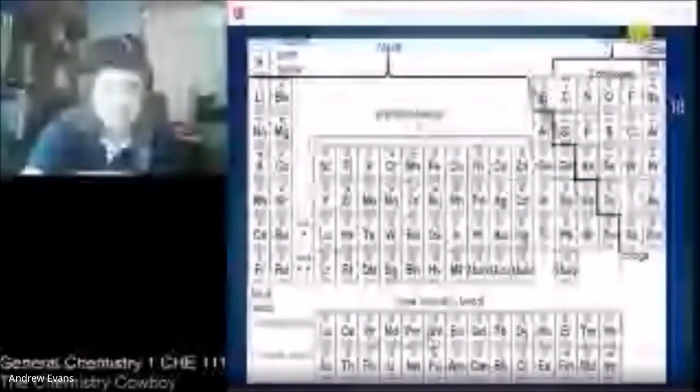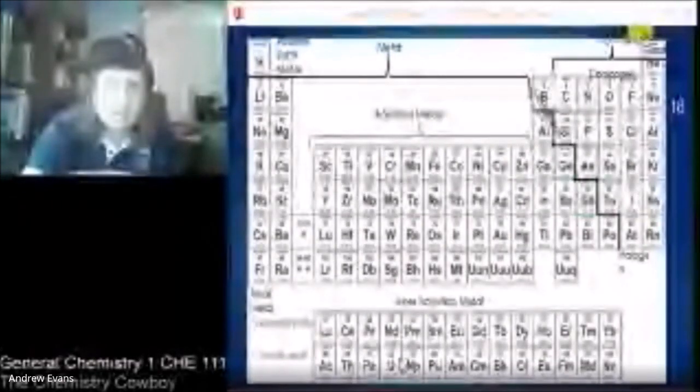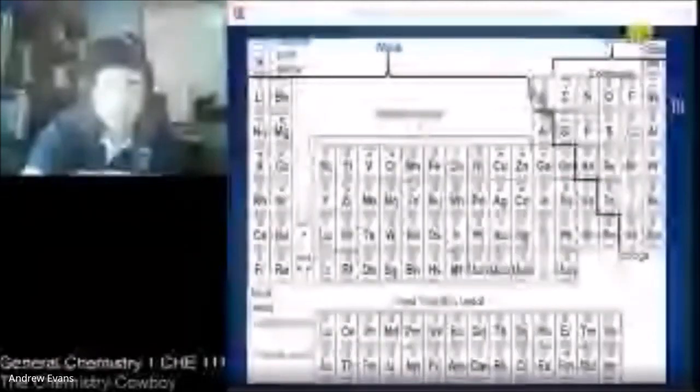We won't focus there so much. We definitely won't focus much on the inner transition metals, which are our radioactive things like uranium and plutonium. We might talk about them briefly next semester when we talk about nuclear chemistry.